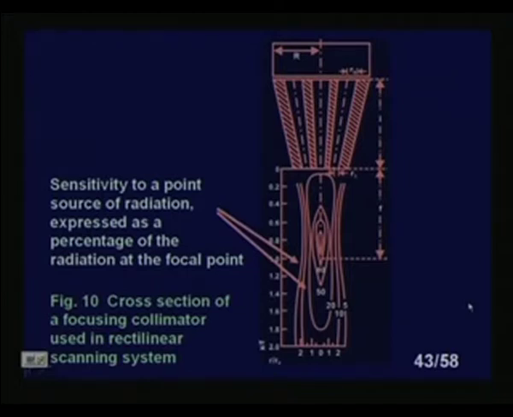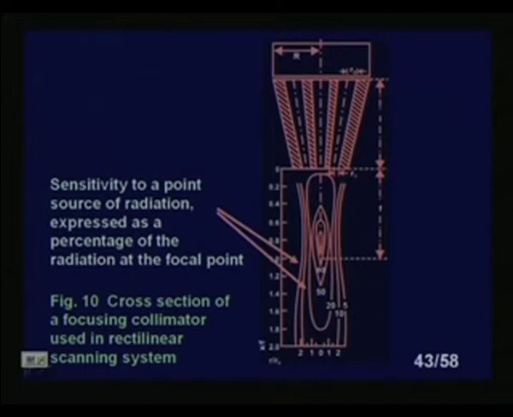You see this is a cross section of the focusing collimator used in the rectilinear scanning system. Any scanning system, whether it is a CT scan or television camera scanning, involves rectilinear motion, that means the motion of the detector in XY directions. I will call it scanning, right. Here is a cross section of the focusing collimator used in the rectilinear scanning system.